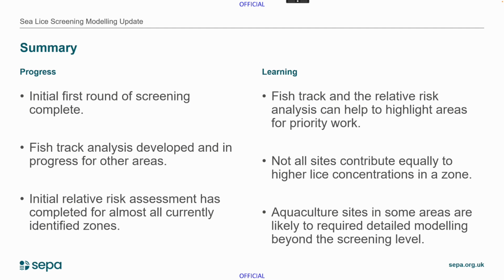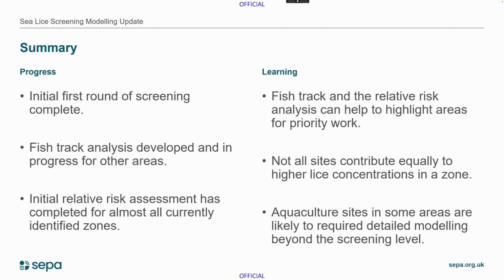I think that we've got this initial risk assessment, which can be the first stage to move on to looking at where more detailed modelling will help us get a better handle on the exact risk. We've learnt that fish track analysis and risk analysis can help us. I think it has helped us develop an idea of where we go next.